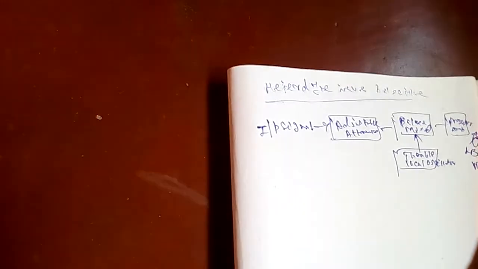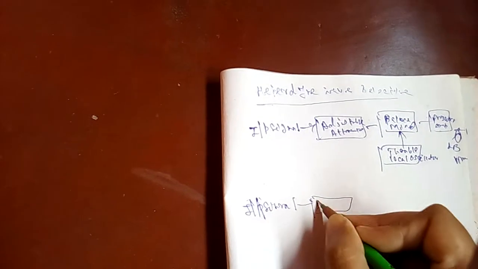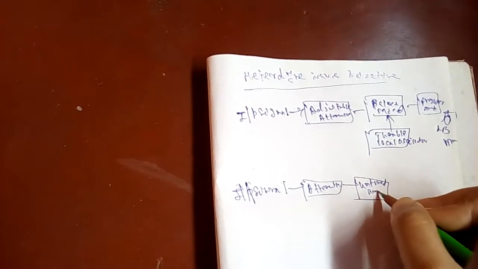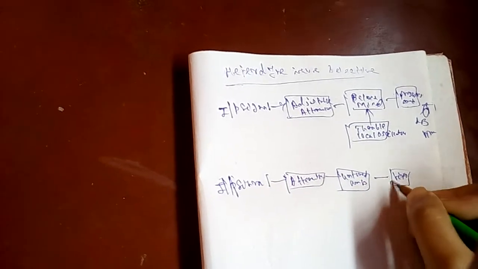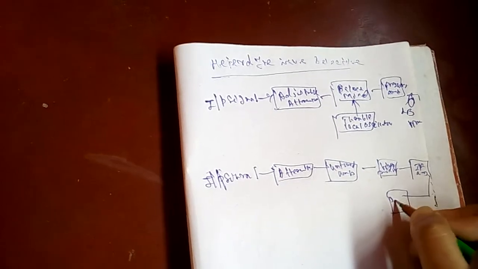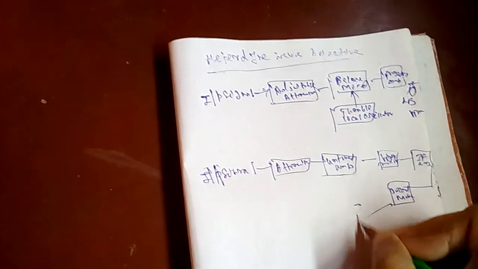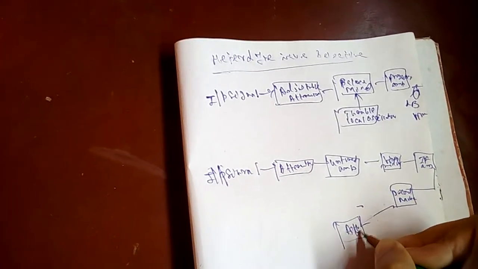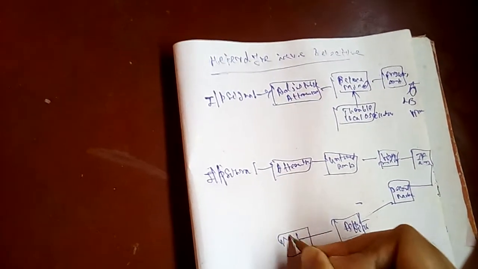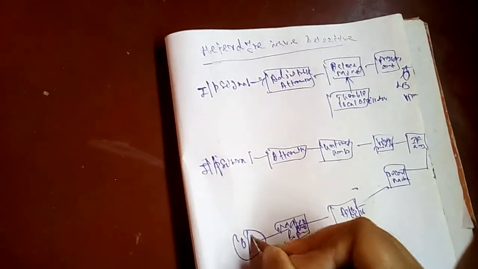If we show the block diagram of a heterodyne wave analyzer, there is an input signal, which is passed through an attenuator, then an untuned amplifier, then the first mixer, then the IF amplifier, then the second mixer, then the active filter, then the meter amplifier and detector, and then we get the output meter.